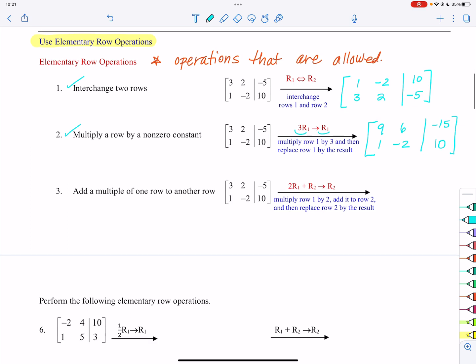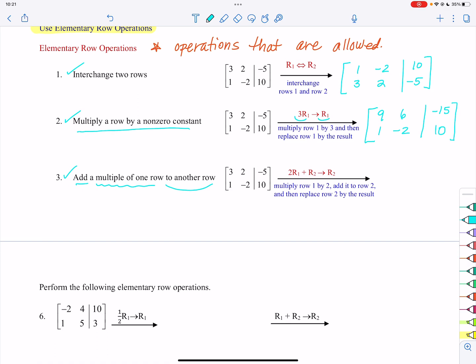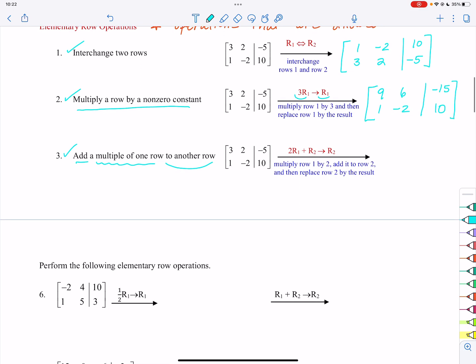The last operation we're going to look at is adding a multiple of one row to another row. Here we were allowed to multiply a row by a constant and replace that row with it. Now we're going to find a multiple of another row and replace a row with this. In this example, we're going to take twice row 1, add that to row 2, and replace row 2 with that. Let's multiply 2 times row 1, and we will have 6, 4, and -10.